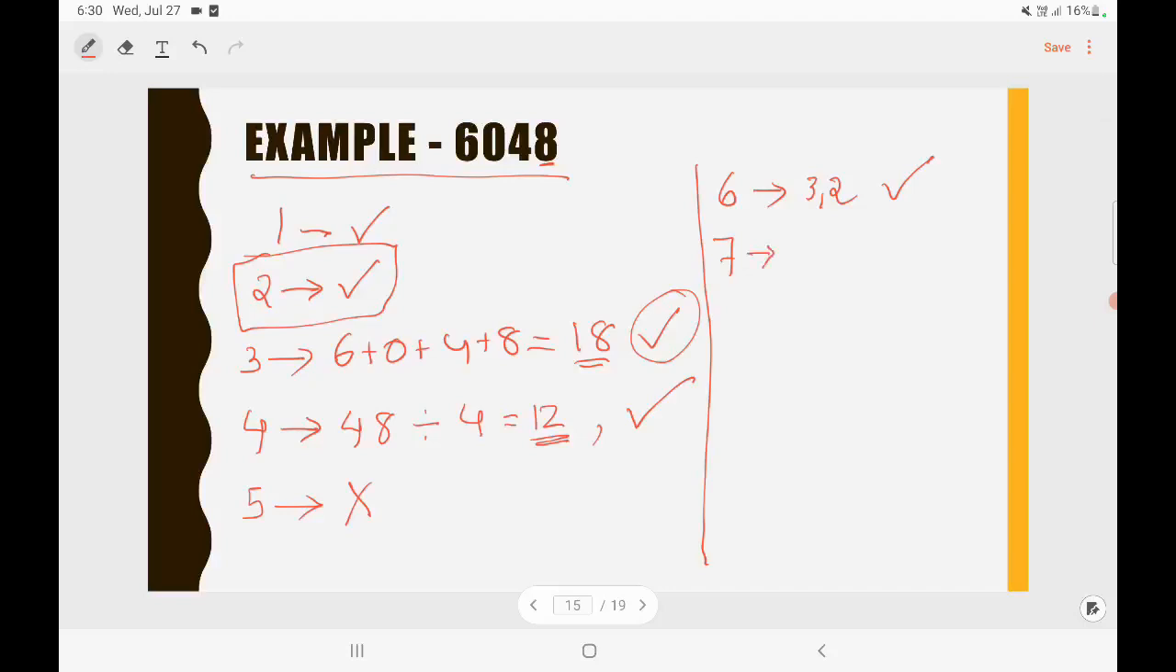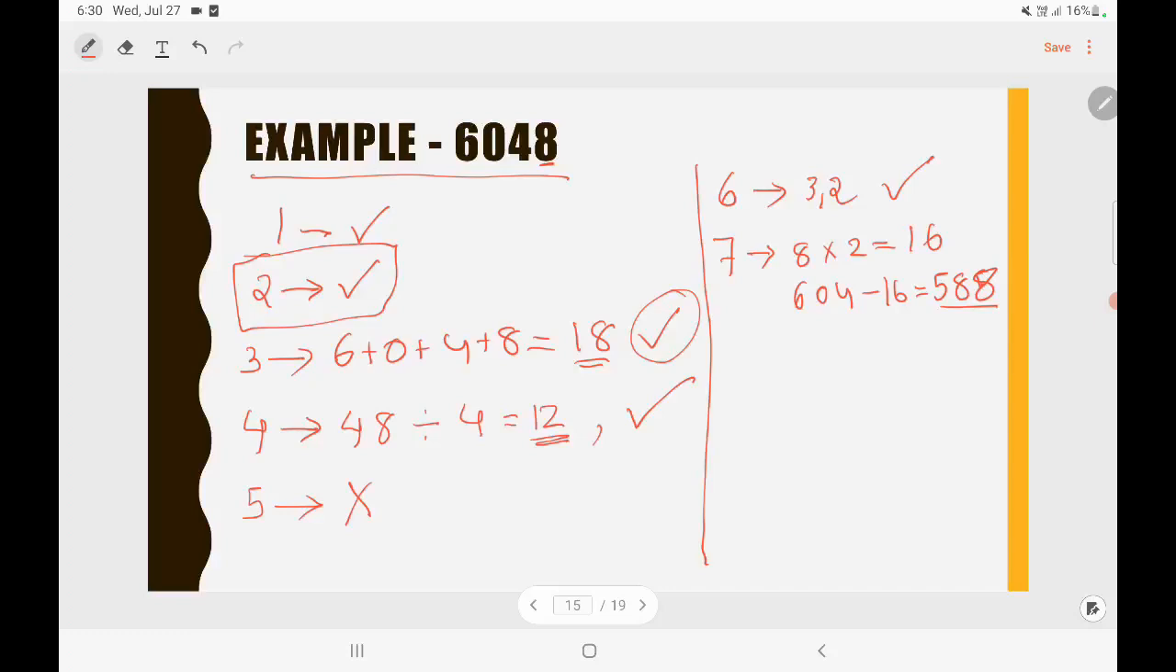Take the last digit and you need to double it. Here last digit is 8. So 8 into 2 is equal to 16. Now we need to subtract 16 from the rest of the digits. That means 604 minus 16. 604 minus 16 is 588. Now we need to check whether 588 is divisible by 7.